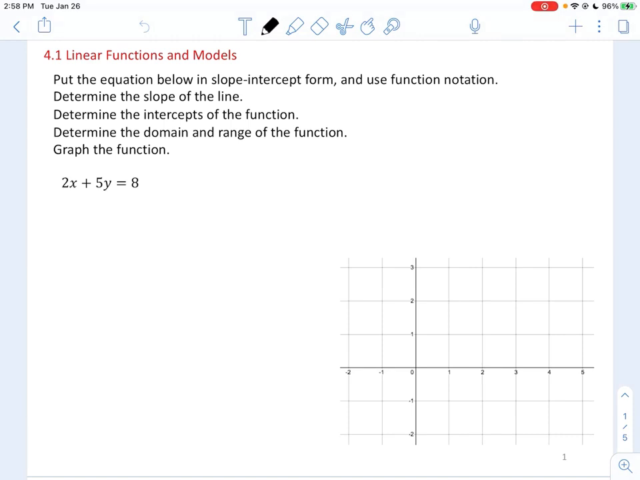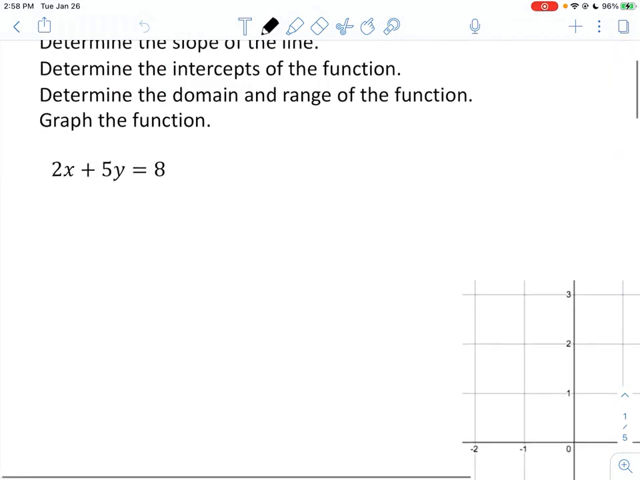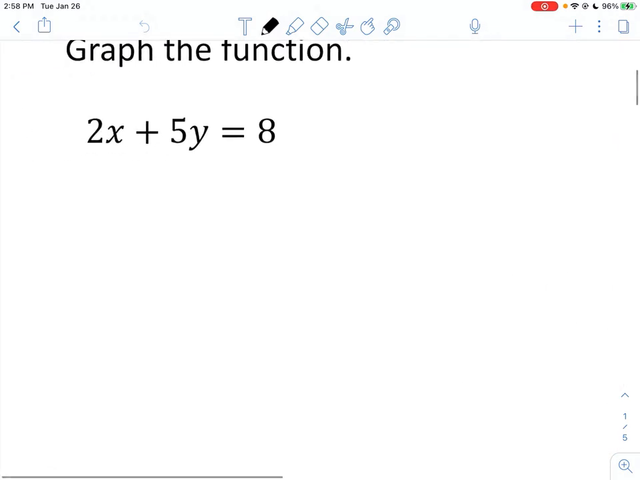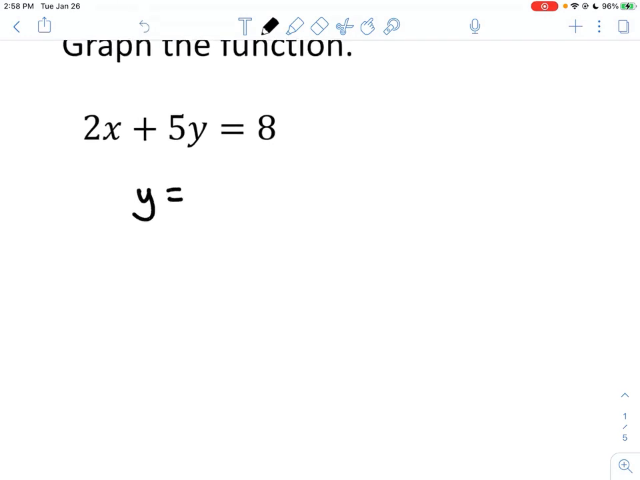Linear functions and models. Put the equation below in slope-intercept form and use function notation. So we have this equation, 2x plus 5y equals 8. You might recall from an algebra class in the past that commonly lines are written in this form here, y equals mx plus b. This is called slope-intercept form. This is what we're after. The way to get there is to simply solve this equation for y.